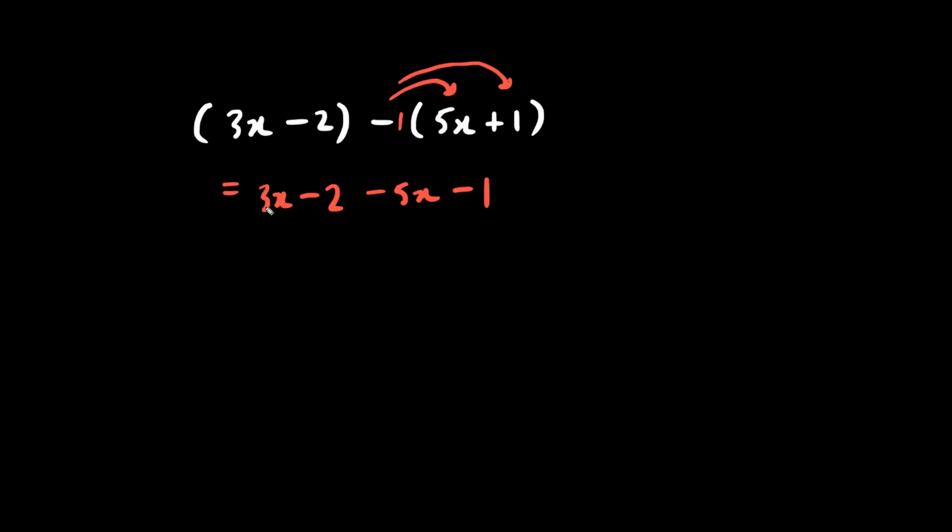We now gather like terms. 3x minus 5x, that's like saying $3 minus $5 is minus $2. And minus 2 minus 1 is minus 3. If you spend money and spend money again, it's even more negative. We don't mix the numbers with the x's, so we're done.